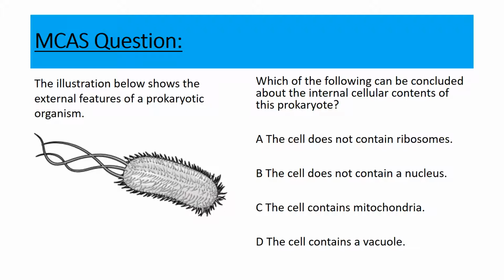The illustration below shows the external features of a prokaryotic organism. Which of the following can be concluded about the internal cellular contents of this prokaryote? A, the cell does not contain ribosomes. B, the cell does not contain a nucleus. C, the cell contains mitochondria. Or D, the cell contains a vacuole. We know that the cell is prokaryotic, and if we know that it's prokaryotic, we know that it does not contain a nucleus.